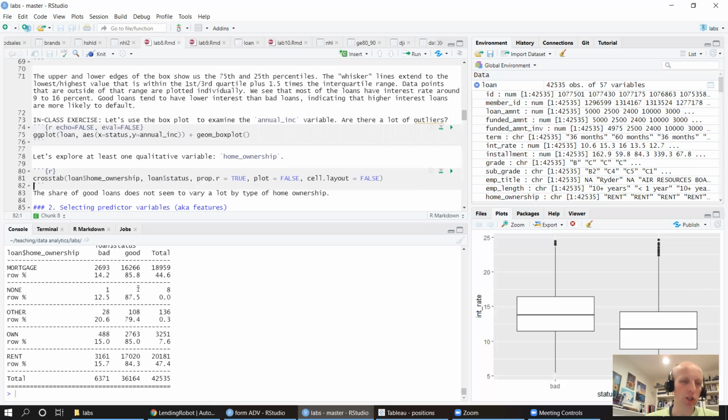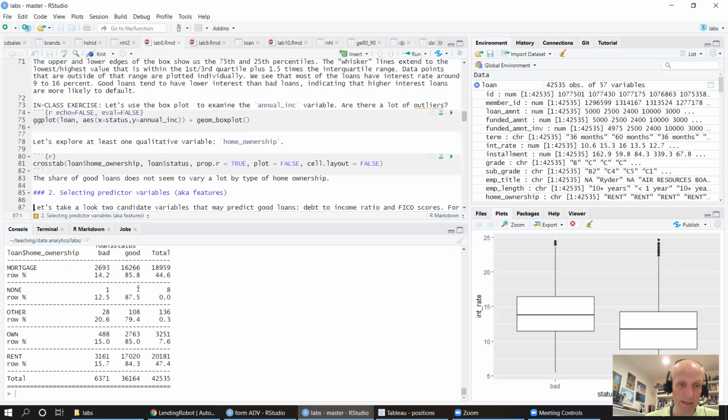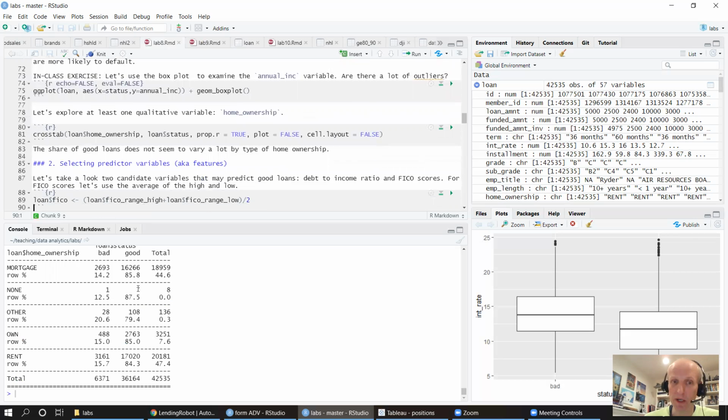At this point, we're just exploring. We won't know really until we put it into an algorithm to see if that improves the algorithm's performance. But this is the first stage of selecting predictors, selecting features.